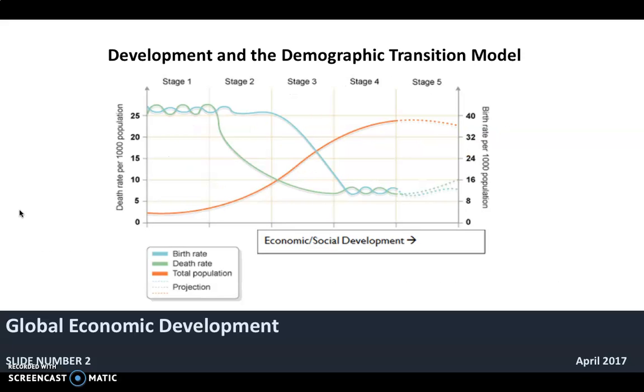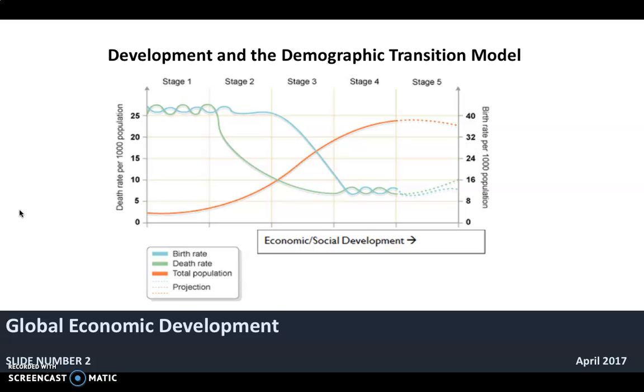This is basically what the demographic transition model looks like. If we just have a look at the basics of it, you can see you've got three lines on this. One of them, the orange line, shows you total population. The green line is showing you death rate, so the number of people that die per 1,000 people. And the blue line is showing birth rate, so the number of people that are born per 1,000 people. They will have been terms that you came into contact with last lesson.